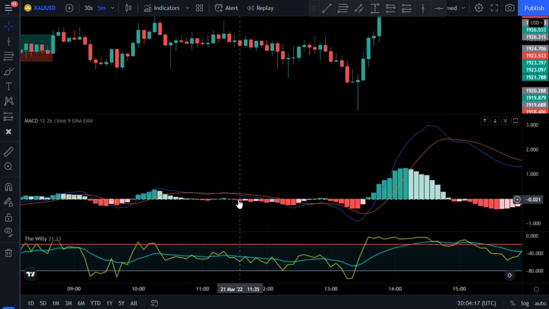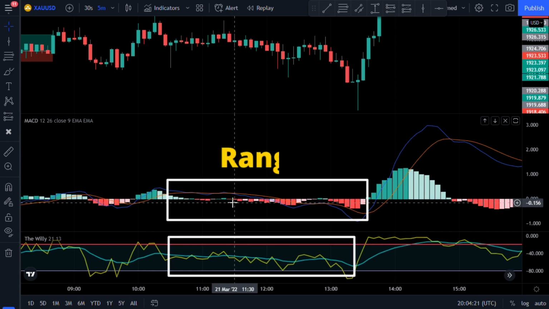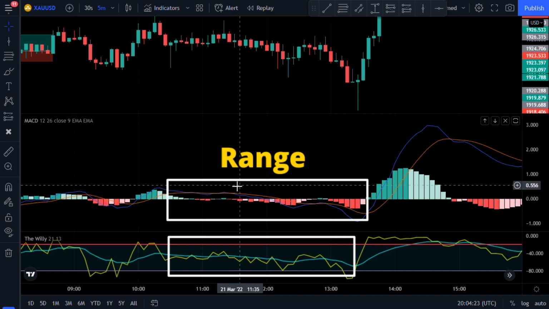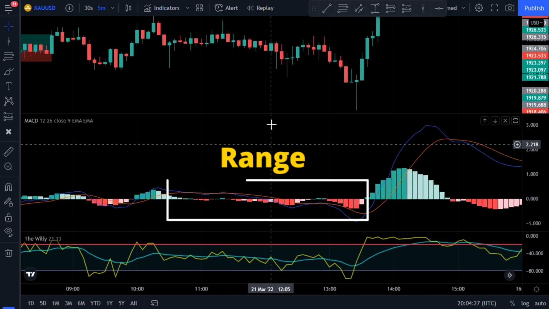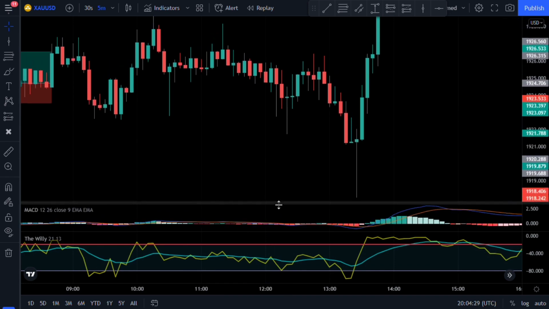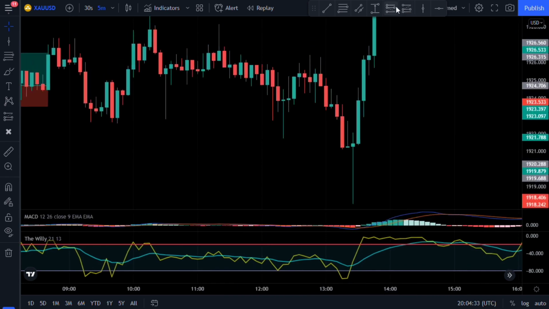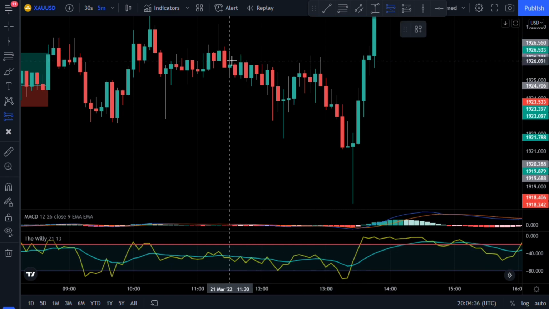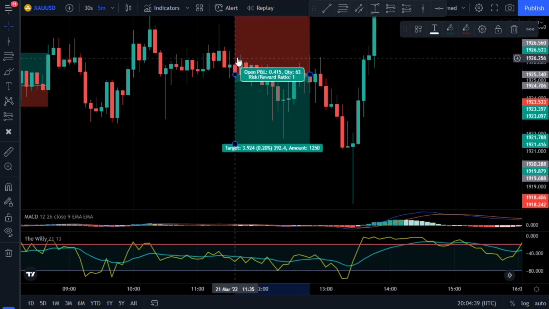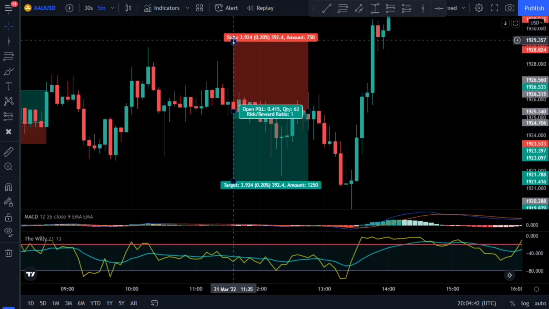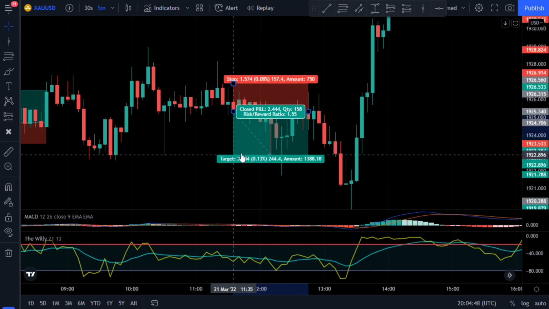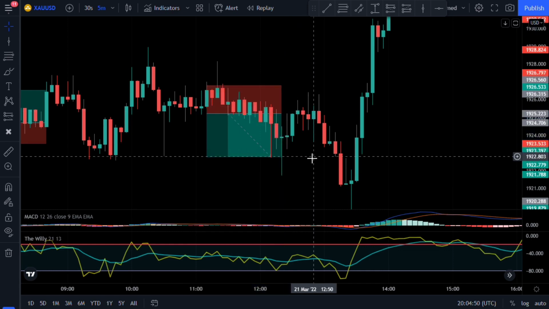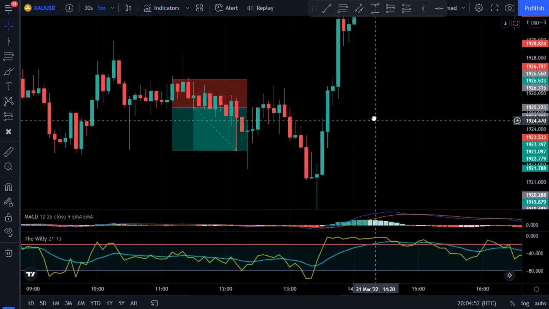When both lines of the MACD indicator are intertwined, and the histogram bars are very small in volume, and at the same time both lines of the Williams indicator are intertwined, it indicates that the market is a range. Although the market is in range, two indicators simultaneously issued a sell signal. Here I open the sell position. This position successfully reached its target. The combination of these two indicators increases the success rate of this strategy.